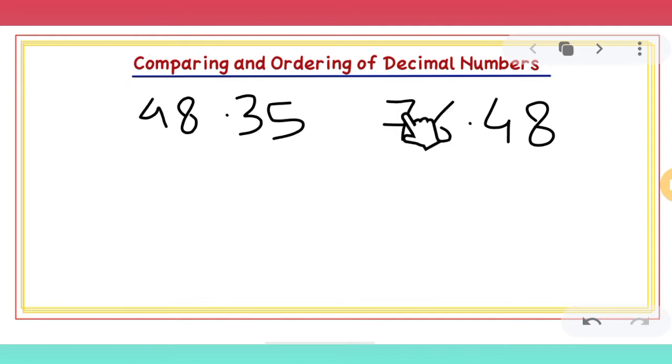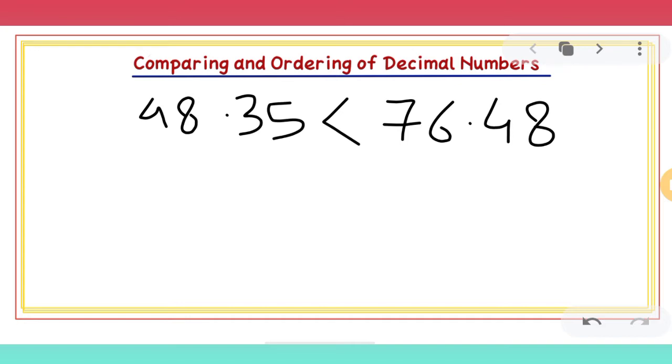First we will see the whole part. We can clearly see that 48 is smaller and 76 is bigger. That means 48.35 is smaller than 76.48. But what if the whole part is the same?